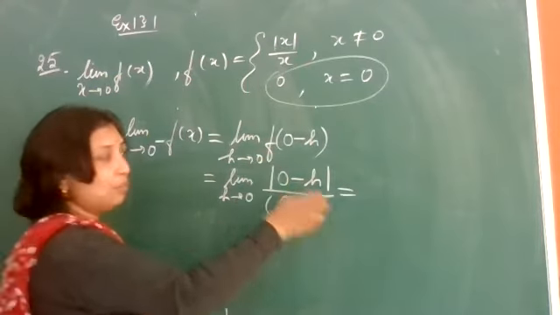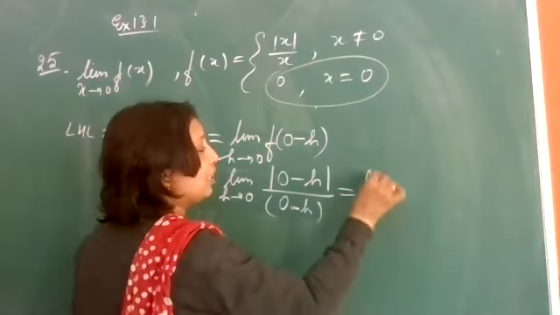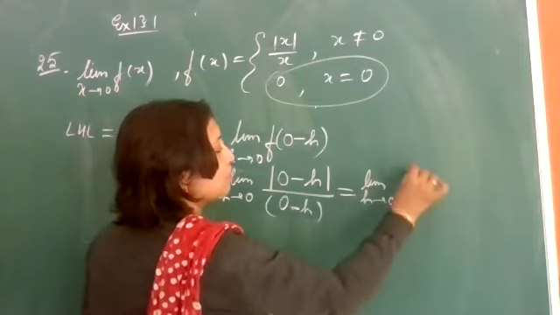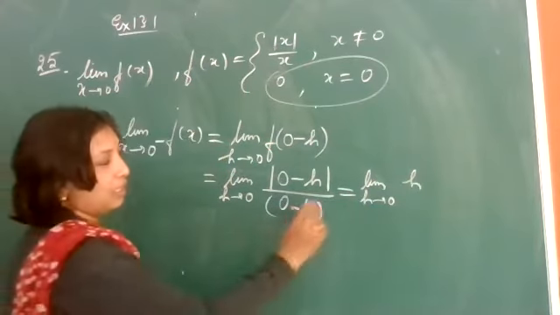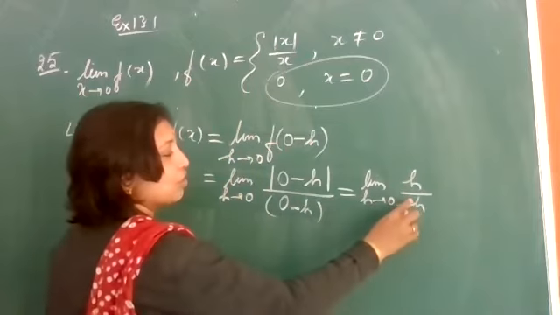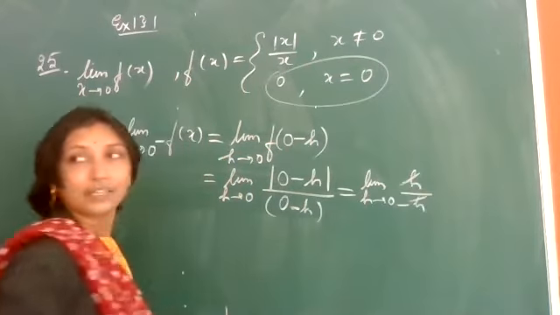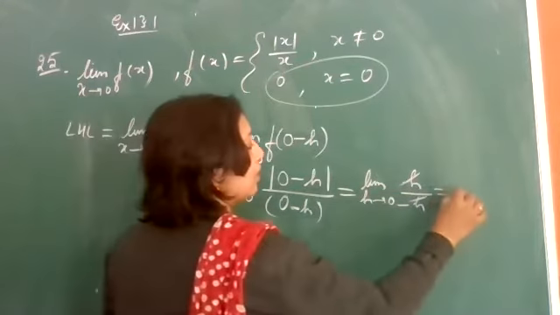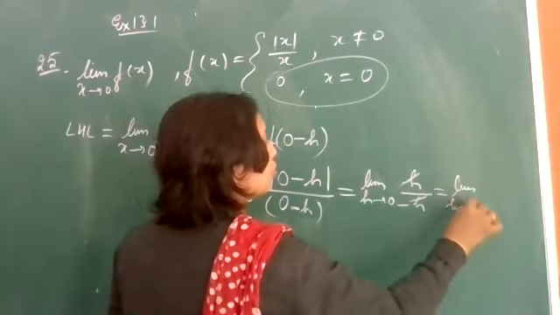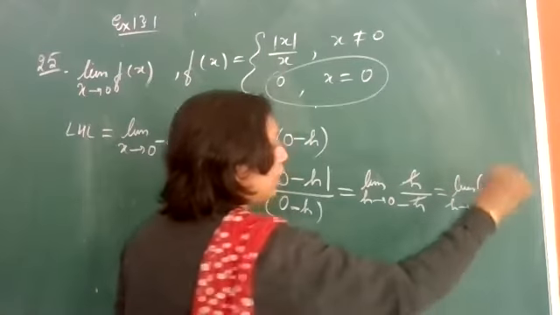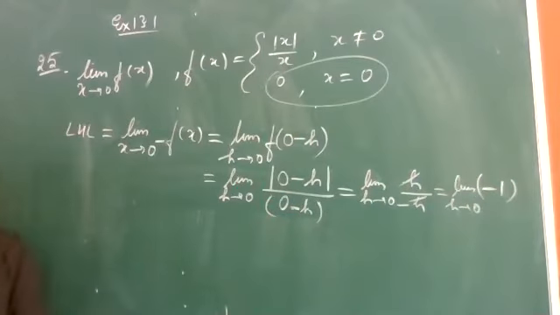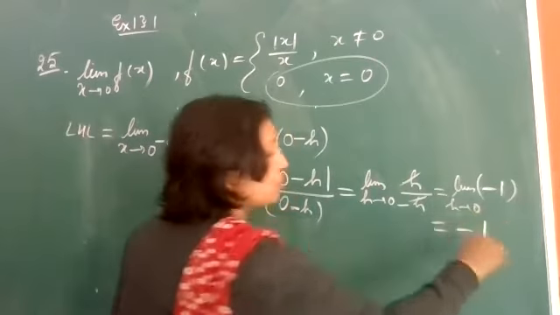Any value which is inside the modulus becomes positive when we take it outside. So this becomes plus h, and this is minus h. First of all we simplify, we can cancel it out. So we get limit h tends to 0 of minus 1. And what is the limit of a constant function? The same constant itself, that means minus 1.